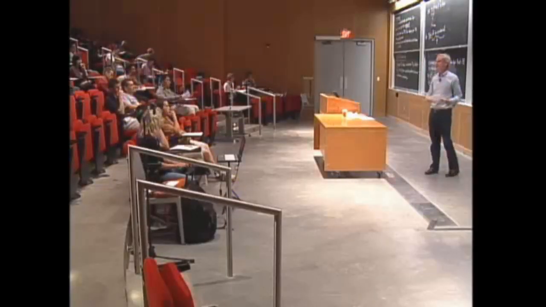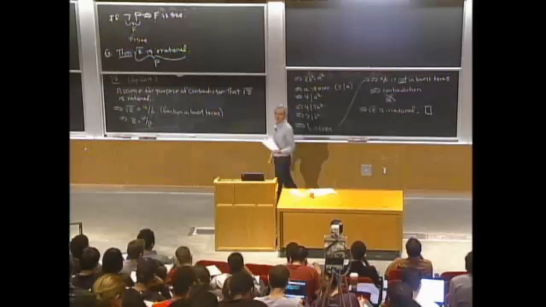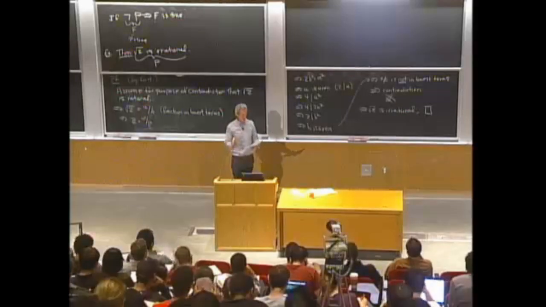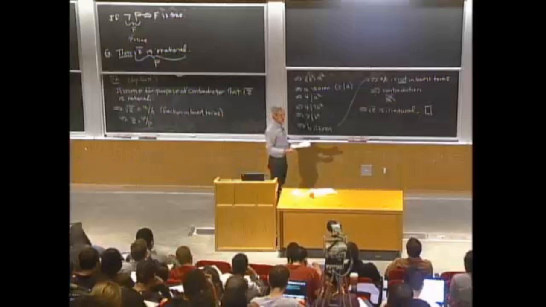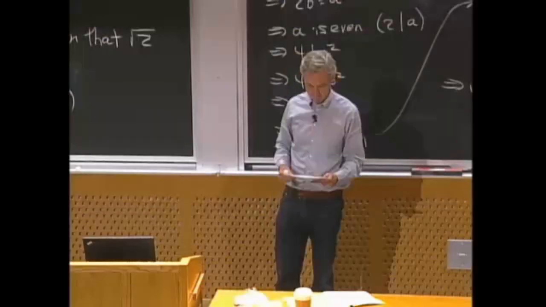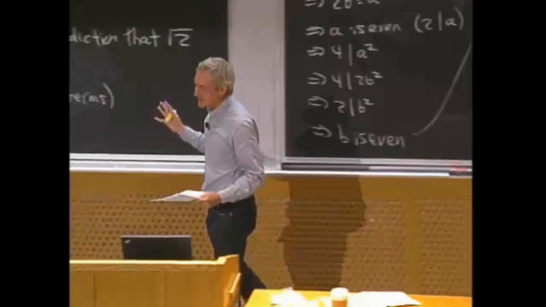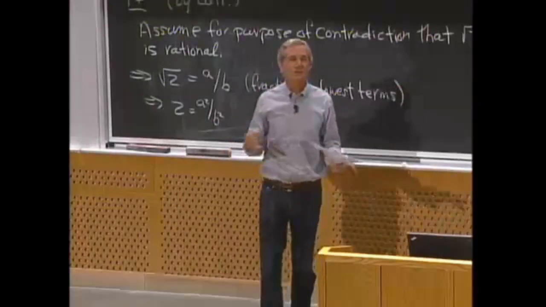Actually, there's an interesting story behind this proof. As far as we know, it was first discovered by the Pythagoreans way back when in ancient Greece. And the Pythagoreans were a religious society started by Pythagoras of Pythagoras theorem fame. Now, it sounds weird today, but back then in ancient Greece, math was a religion.